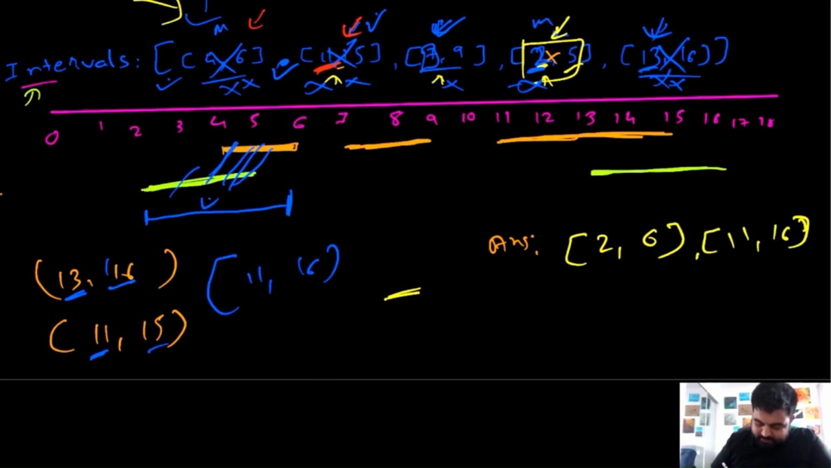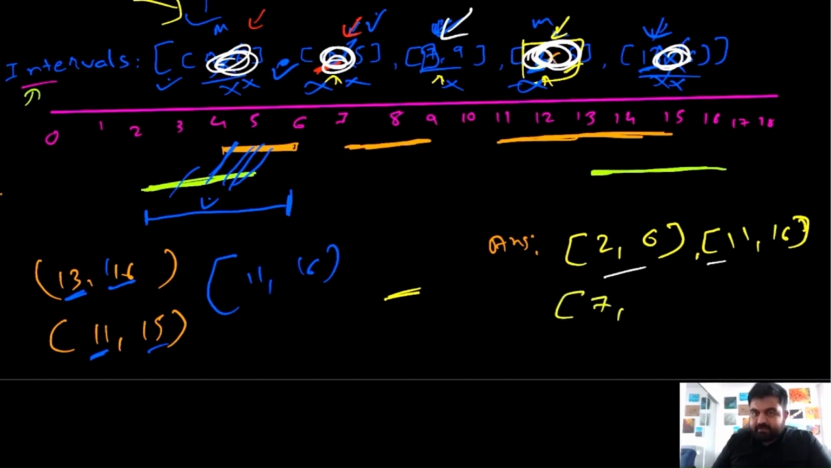We know that 4 and 6 was part of an overlap, 2 and 5 was also part of an overlap, and 11 15 and 13 16 were all part of an overlap, which we have taken care of with these two values. So this 7 and 9 was not part of any overlap, so we will have to add that to our answer as well, and we will add the 7 and 9 to our answer, and this would be our final answer in this case.